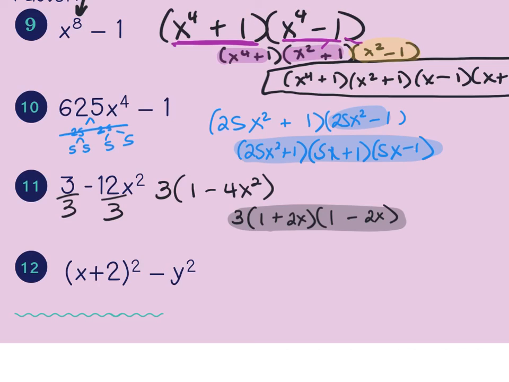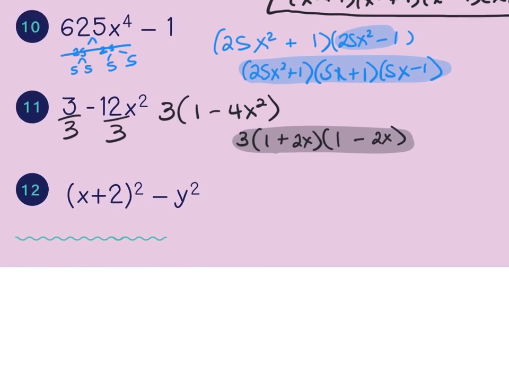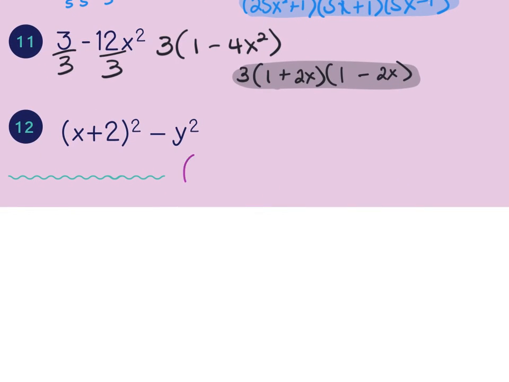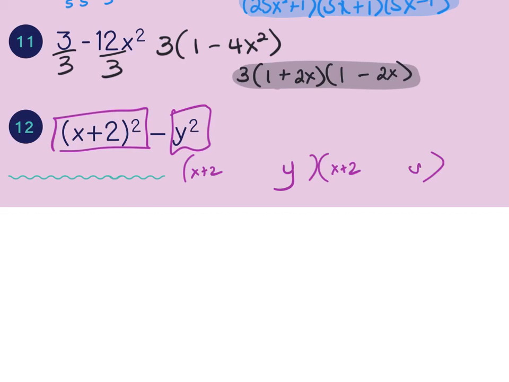All right, last one, and it is a difference of two squares, but that first one is an expression, right? So it looks not the same as the other ones. If I square root x plus 2 squared, I get x plus 2 and x plus 2. If I square root y squared, I get y and y. One gets a plus and one gets a minus. If I could simplify that, I'd keep going, but I can't, so that becomes the answer.